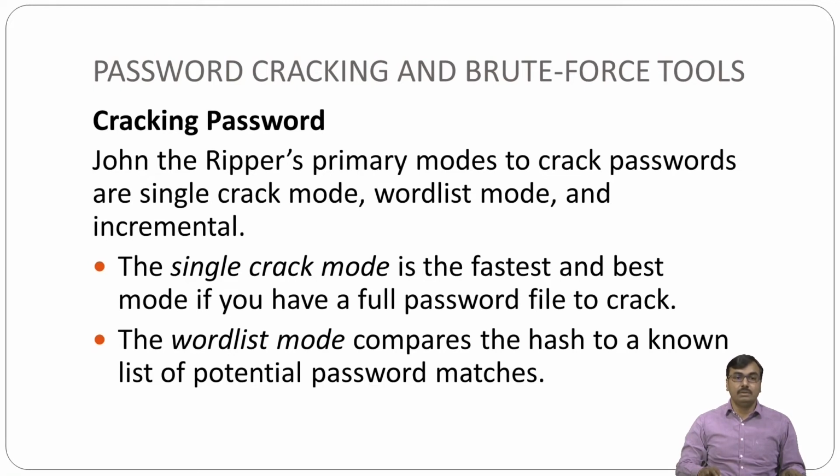The second mode is the word list mode. Word list mode compares the hash to a list of potential password matches. So in word list mode, basically there are known password hashes, and through those hashes the John the Ripper tool will crack the password. There is a list of passwords available in word list mode, which are very famous passwords.